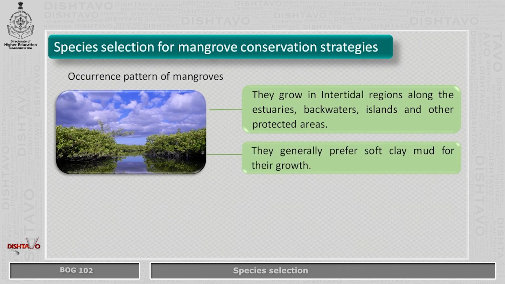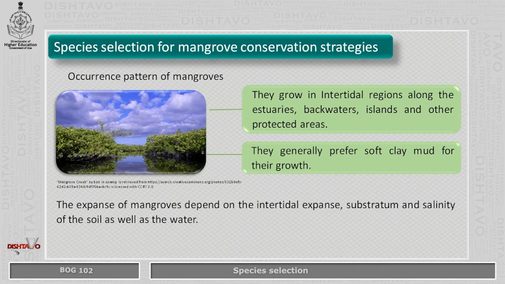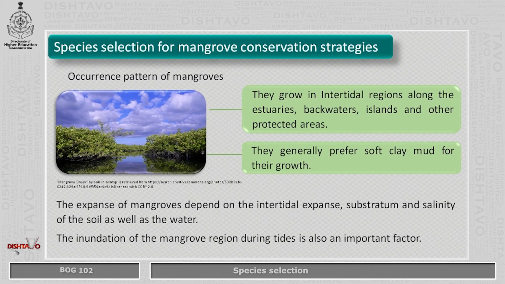Mangroves prefer soft clay mud for their growth. The expanse of mangroves also depends on the intertidal expanse, substratum, salinity of the soil as well as of the water. The inundation, that is the flooding of the mangrove region during the tides, is also an important factor which determines the occurrence of mangrove.